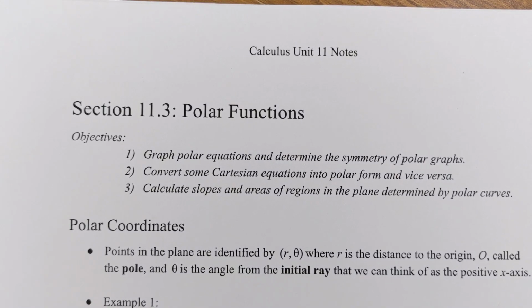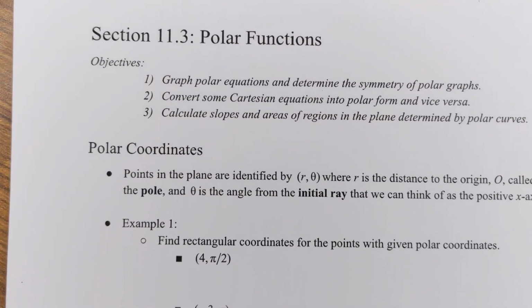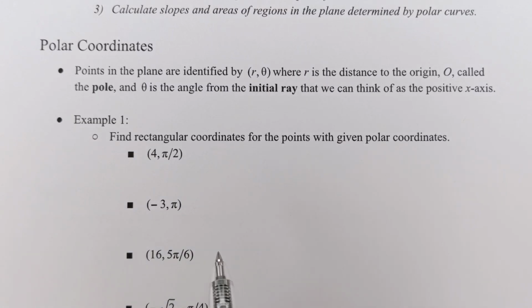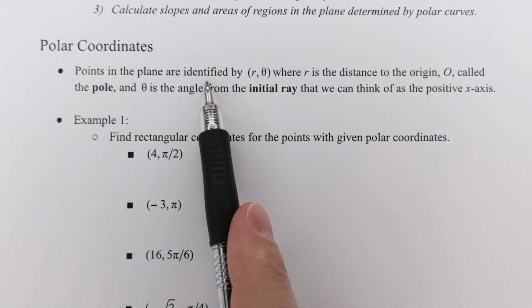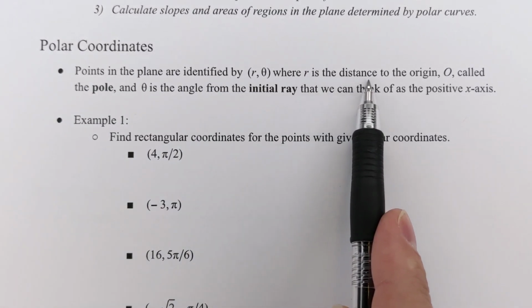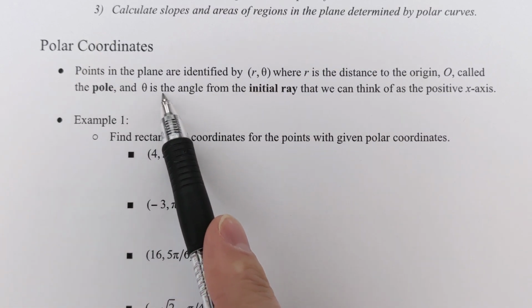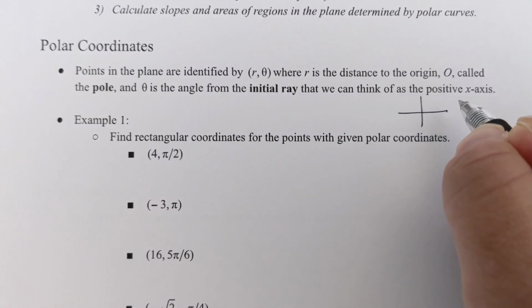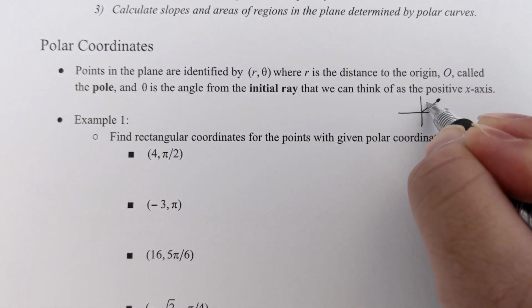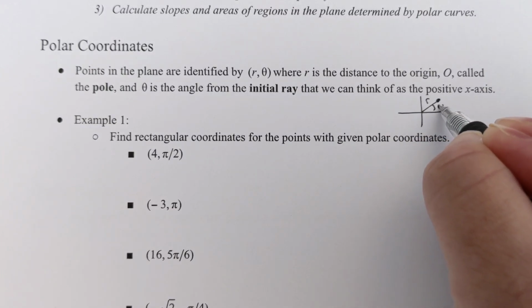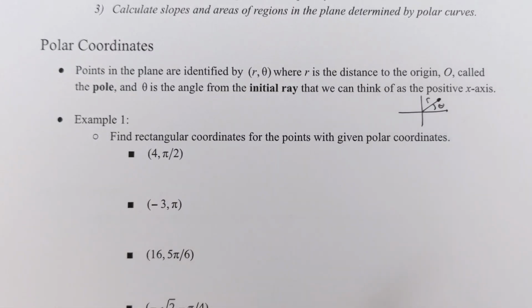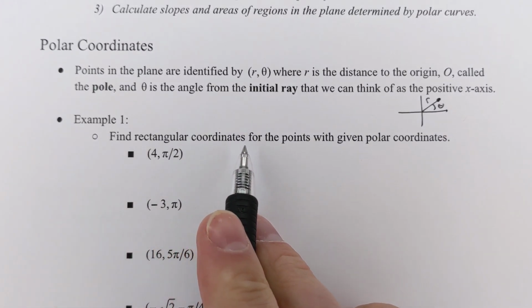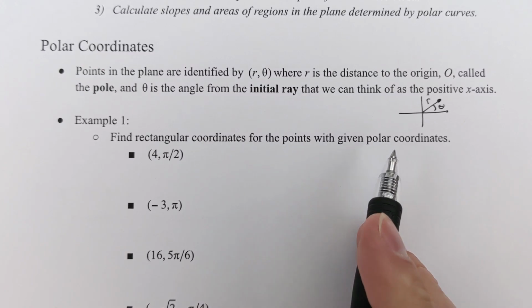Okay, the notes for section 11.3, which deals with polar functions. So polar coordinates, points on the plane are defined by r, theta, where r is the distance from the origin, called the pole, and theta is the angle from the initial ray that you can think of as the positive x-axis. So essentially what you're looking at is some point out here, that distance is r, that angle is theta.